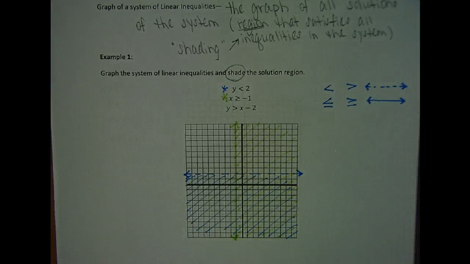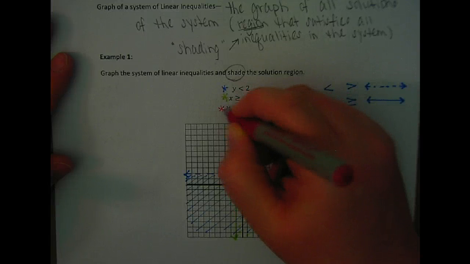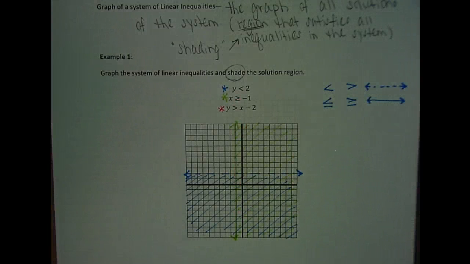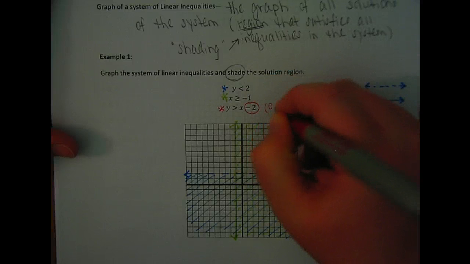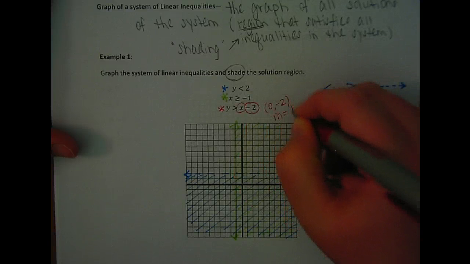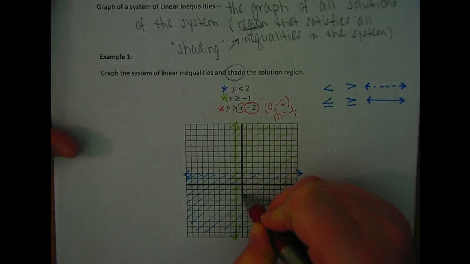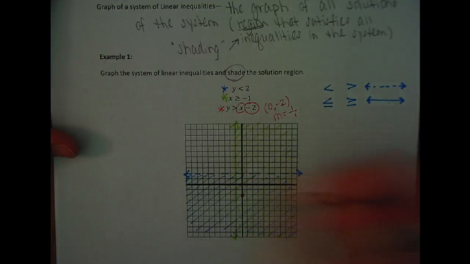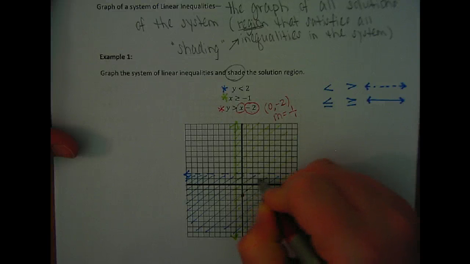All right, now I'm going to go with red to show you how y is greater than x minus 2. So this right here is going to have a y-intercept of 0, -2, and the slope is positive 1 over 1. So I'll go down to -2, and I'll go up 1 over 1, up 1 over 1, up 1 over 1. Continue that pattern.